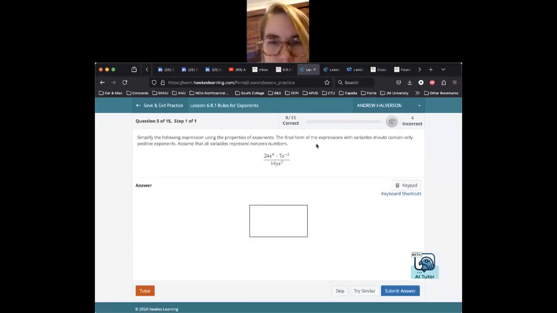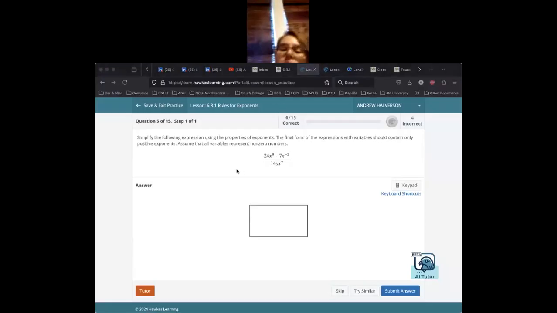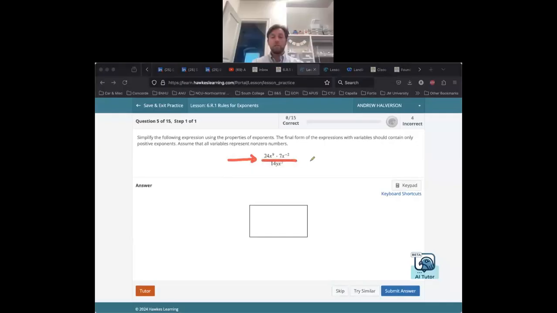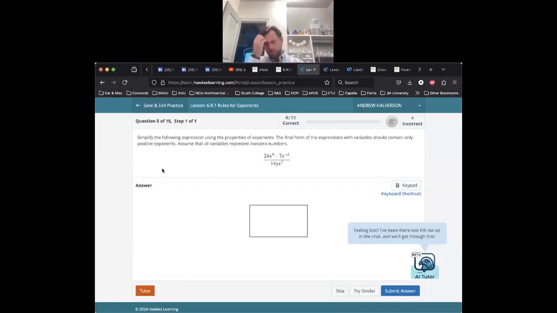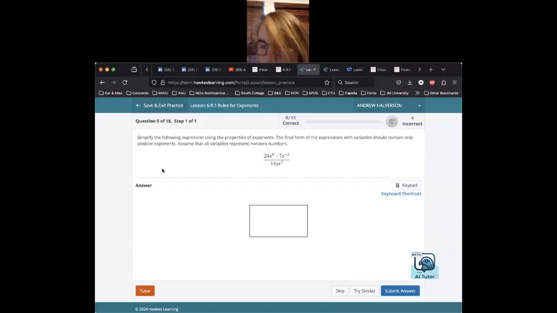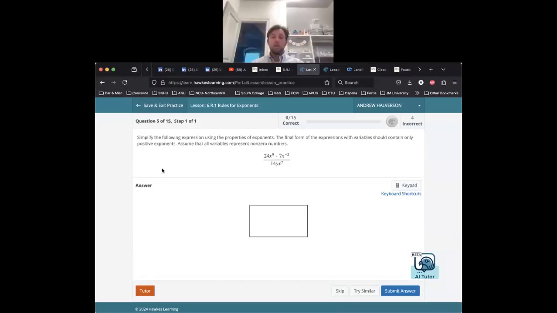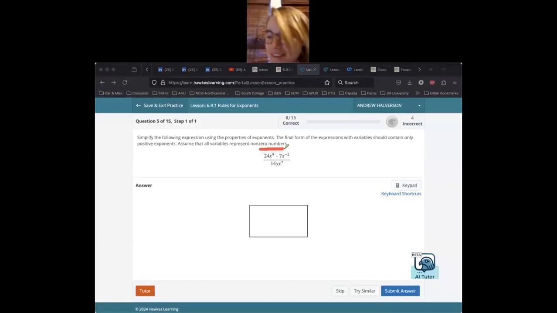Similar here. Remember, this is the quotient rule now. You have division. How do I know it's the quotient rule? Because you've got a fraction bar right there. So what's the rule with the quotient rule? When you have the same base on different sides of the fraction bar, what do you do to the exponents? Flip it. Say it again. Flip it from positive to negative or vice versa. Negative to positive. You could. There's nothing wrong with that. So look here.